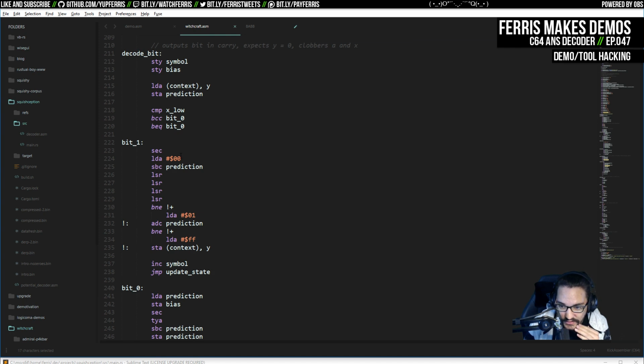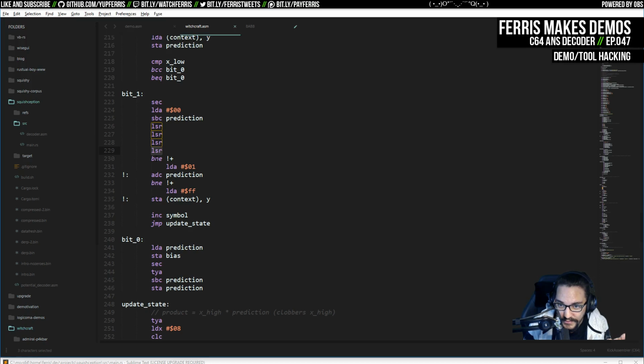Here we're making the adjustment. So that's going to be 256 minus the prediction, which we know is correct here. So that's good. We shift that right four times. That makes sense. If it's not zero, we don't need to adjust it. If it is, we're going to load it with one. We're going to add that to the prediction. And again, if that's not 256, we're just going to store that. Otherwise, we need to decrement it and then store that.